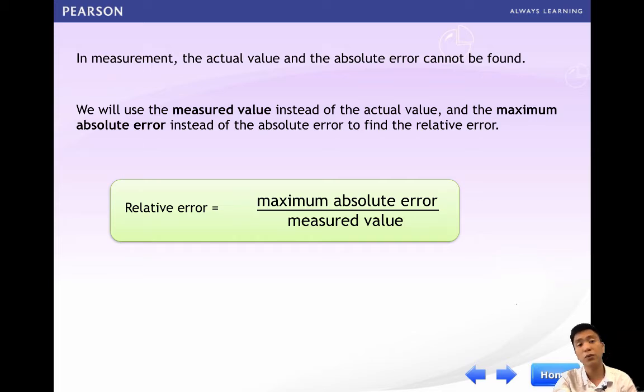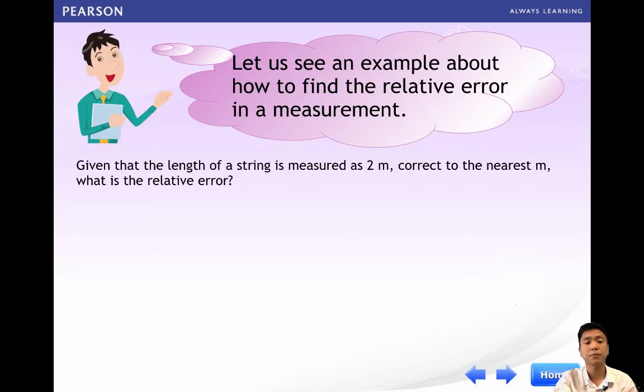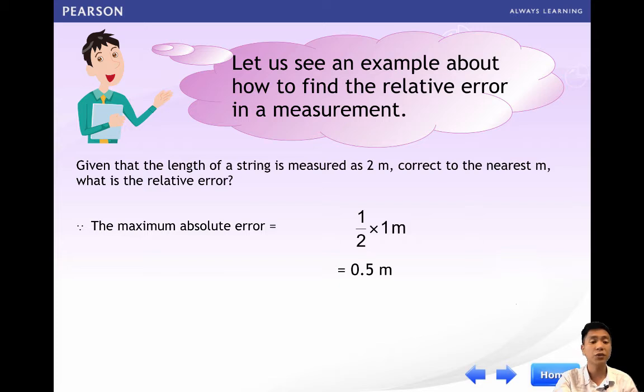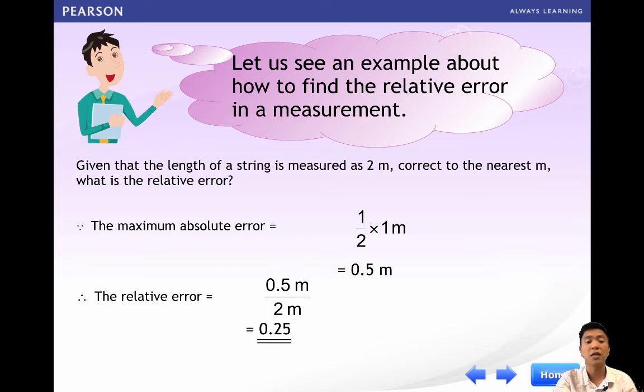Maybe we can look at some examples. Let's say there is a string measured as 2 meters, and this measurement is correct to the nearest meter. Then what is the relative error? First, we find the maximum absolute error. It is 1 meter over 2, that means 0.5 meter. The measured value is 2 meters, so the relative error is 0.5 over 2, that means 0.25, and we don't have units for relative error.